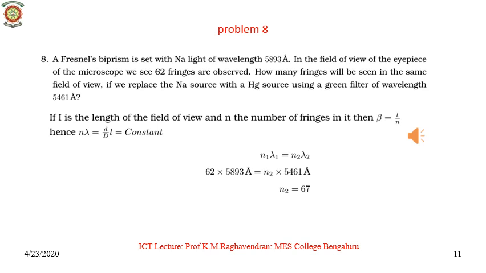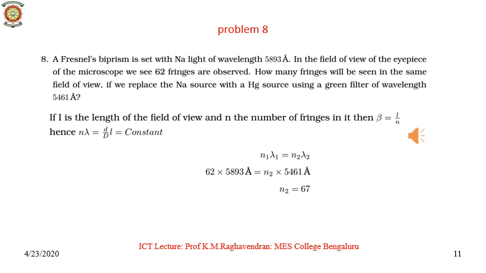The second sentence says, in a particular field of view, there are 62 fringes. Now let's come to the third sentence. It says, how many fringes will be seen in the same field of view if we replace the mercury source with a sodium source using a green filter of wavelength 5461 angstrom unit? That means, if we use light of wavelength 5461 angstrom unit in the same experimental setup, how many fringes are going to be seen in the same field of view?